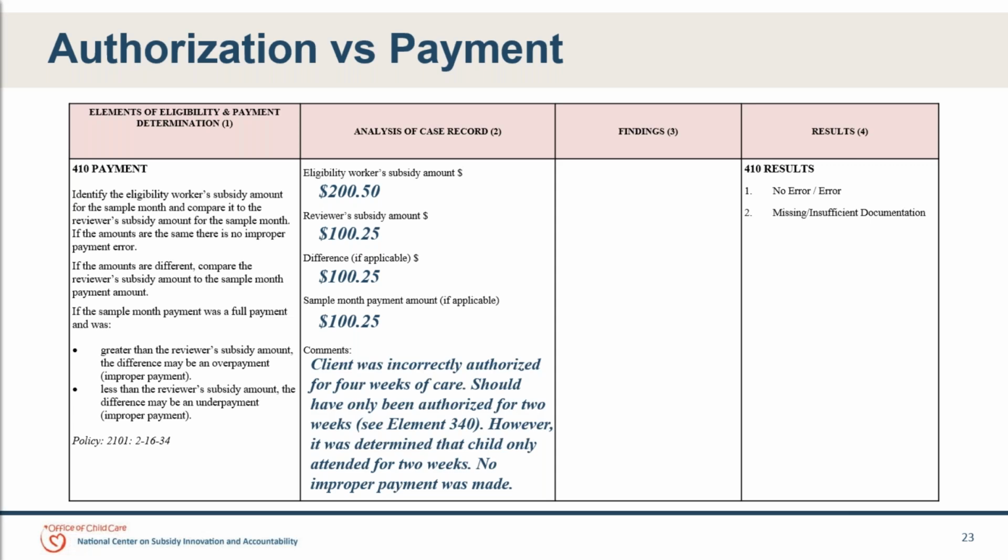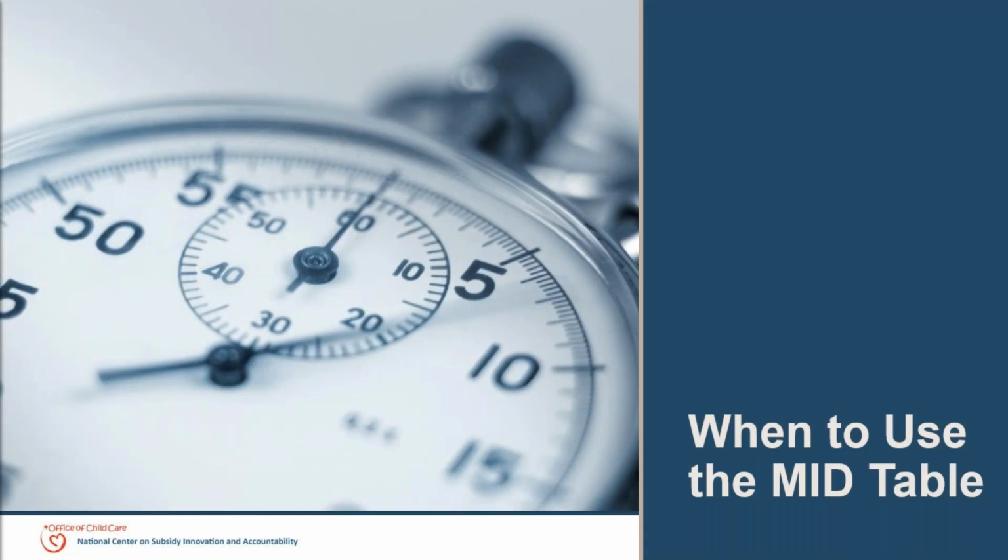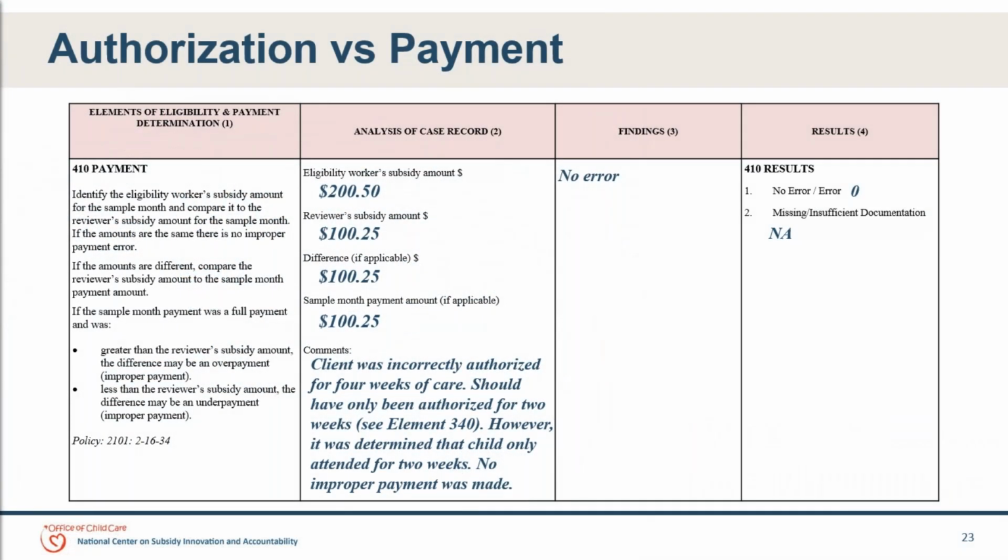Okay, so here we have an example of the authorization being different from the payment. And the reviewer used the comments box here to write out what happened. And so it was determined that this element had no error because there was no improper payment. Now, if we were in element 340, where the reviewer looks at need for care and what was authorized, there probably would have been an error in that element, right? Because that was done incorrectly by the eligibility worker, but it did not lead to an improper payment in this case.